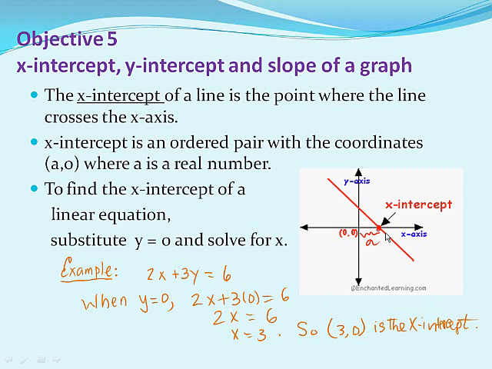For example, if 2x plus 3y equal to 6 is the line, we can substitute y equal to 0, getting the x value as 3. So (3, 0) is the x-intercept.